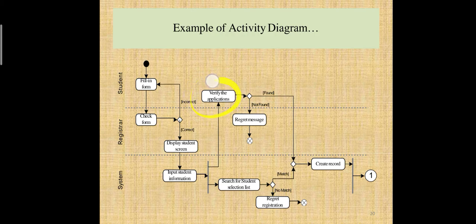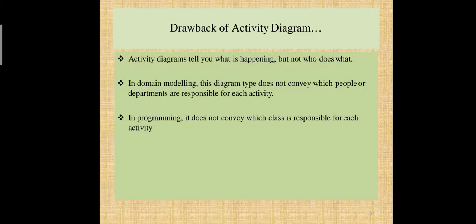Now if the application is verified, then it goes on to the system again. If it is not verified, then it regrets the message and stops the process. Now look here, once it searches the student selection list, if it matches, then it will create the record for that user. If it does not match, then it will regret that registration and stop the process. So in this way we can draw the activity diagram for the student filling a form.